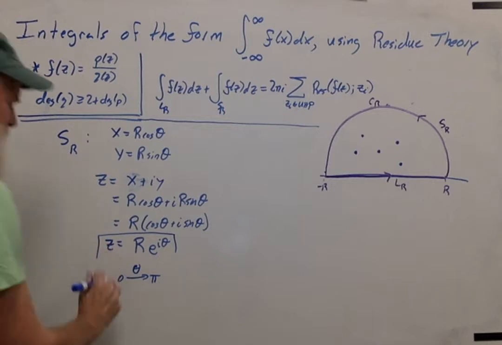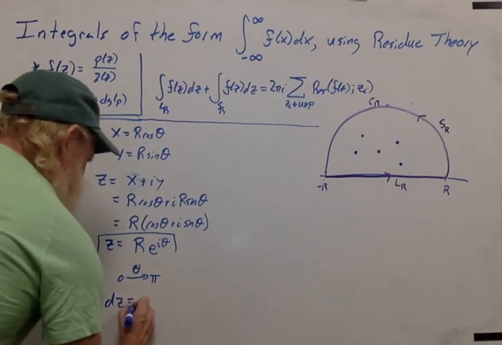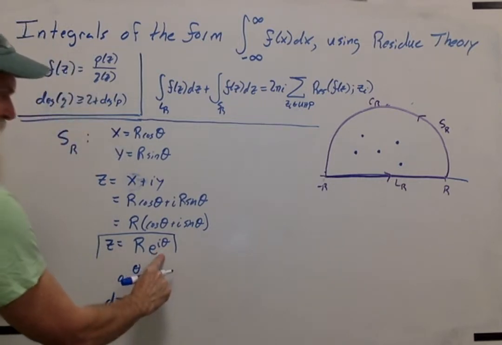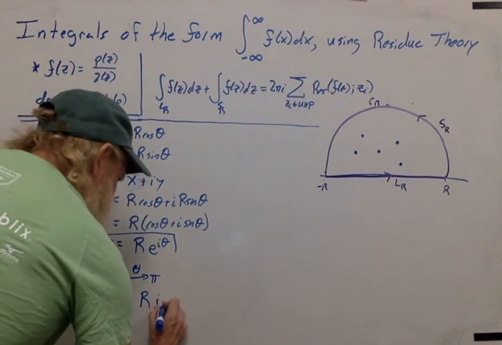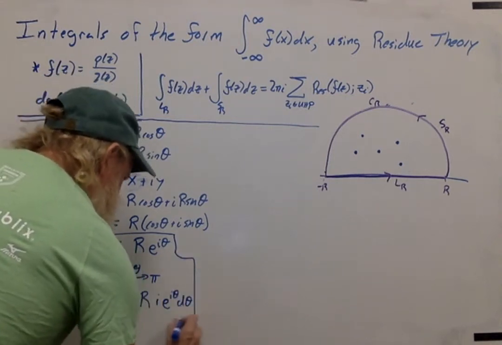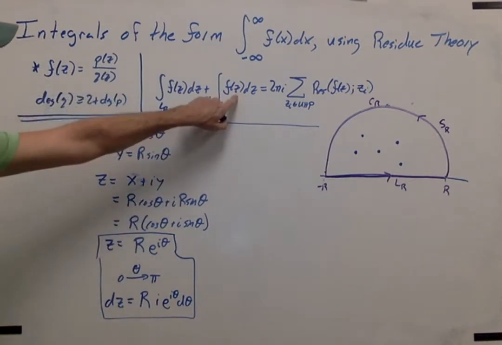Now when I do the integral, I also have to substitute in the differential dz. dz is going to be r times the derivative of e to the i theta, which is i e to the i theta, and then d theta. So this is going to be what we substitute in here.